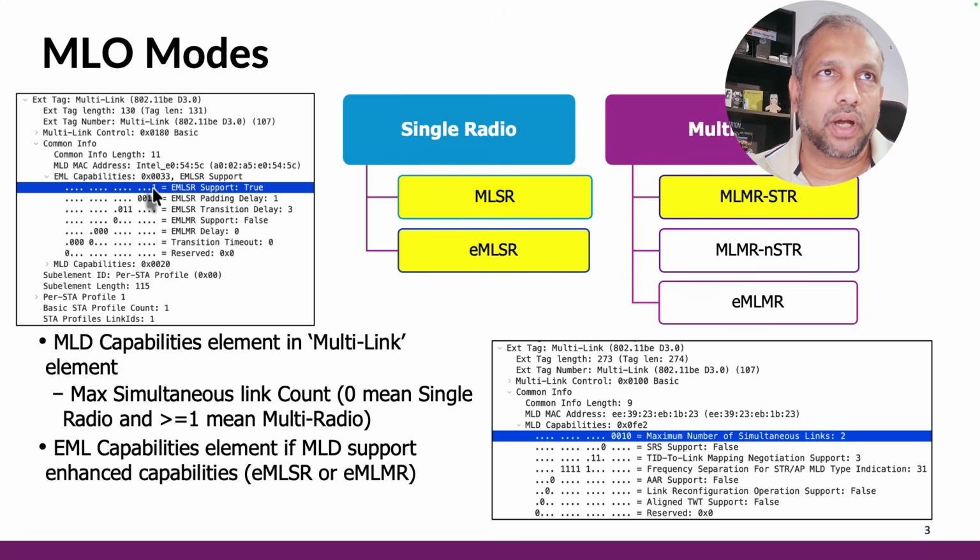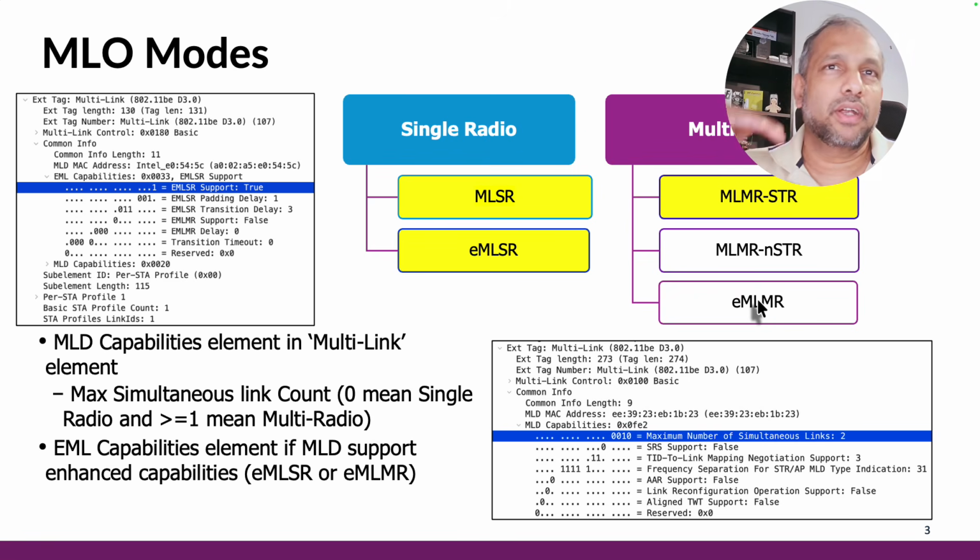So if this is 1, that means he is a multi-link single radio with enhanced capability. If this bit is 1, that has to be one of these clients, which means he is supporting multi-link multi-radio with enhanced capability. Now as I said, there are very rare, you find this kind of client today.